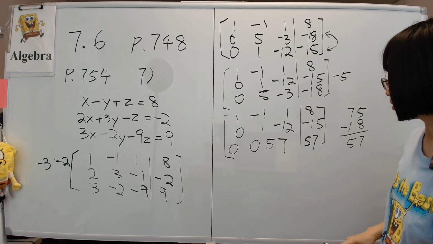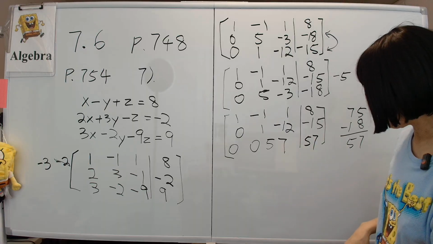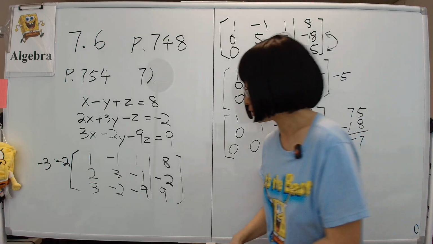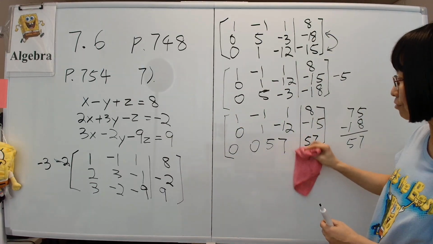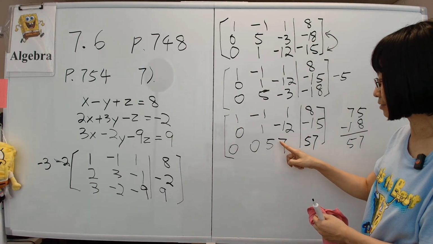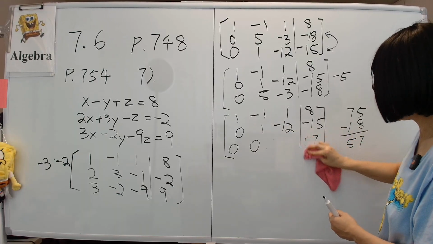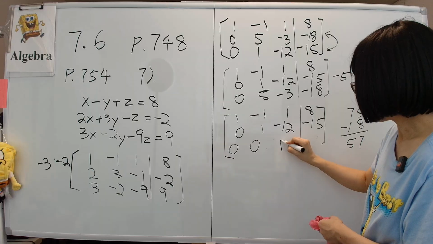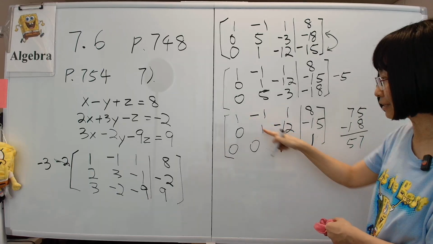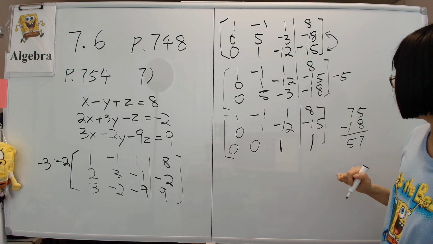All right, now I'm going to divide the third row by 57, simply by erasing it, because I'm not copying this again. So the third row will be divided by 57, so that's 1 and 1 here. And then we have achieved our result of having 1s down the diagonal, and 0s underneath the 1s. That's the row echelon form.